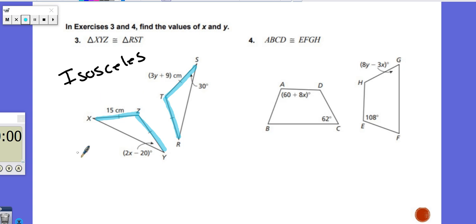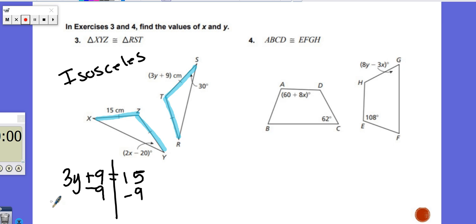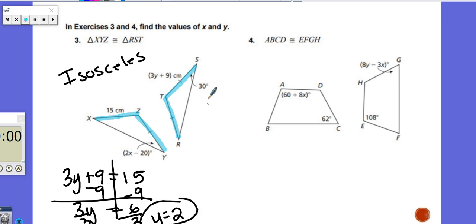So in order to solve for y, then I would say 3y plus 9 equals 15. Draw a line down the middle. Let's run the math. We get 3y equals 6, divide by 3, divide by 3, y equals 2. Next, we have this. It's the same as that. And let me double check. Y should match S. Yep, Y and S should match.